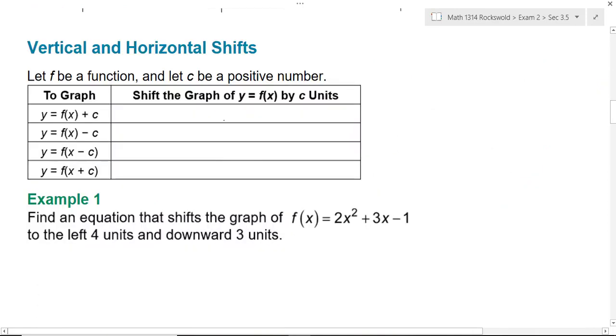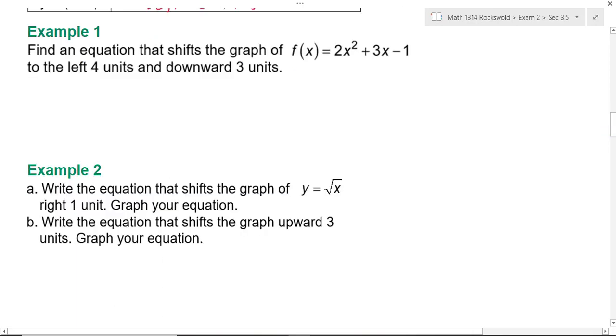So to summarize, let's let f be a function, any parent function, and then let c be a positive number. If I have y equals f of x plus c, how will that affect the graph of the parent function? Does it move up, down, left, or right? It moves up c units. What about f of x minus c? It moves down c units. And then f of x minus c. It moves to the right c units. And f of x plus c. It moves to the left c units.